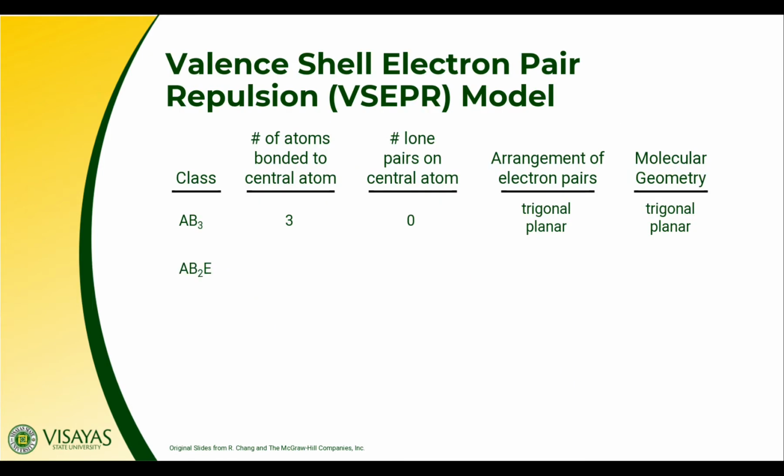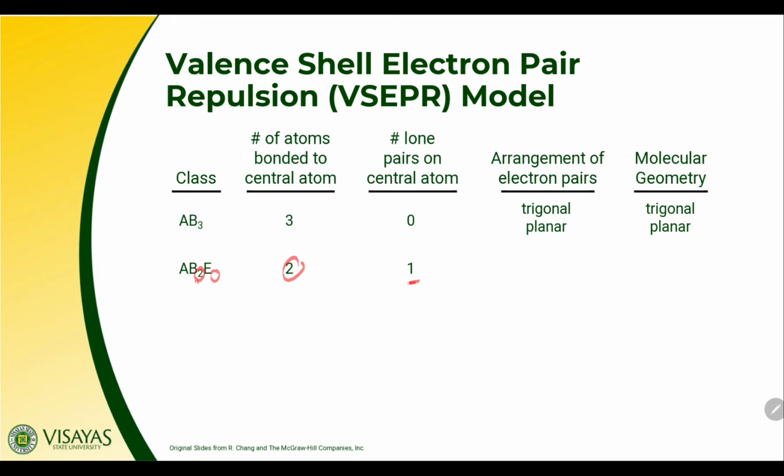Next, we have AB2E. Remember, our AB3 has 3 atoms bonded to the central atom, and it doesn't have a lone pair on the central atom. Now, what if instead of 3 atoms bonded to the central atom, we have 2 atoms bonded now and 1 lone pair? So AB2E means 2 atoms bonded to the central atom and 1 lone pair on the central atom. Since there is only 1 lone pair on the central atom, we don't have to write 1 in here, so it's just AB2E.